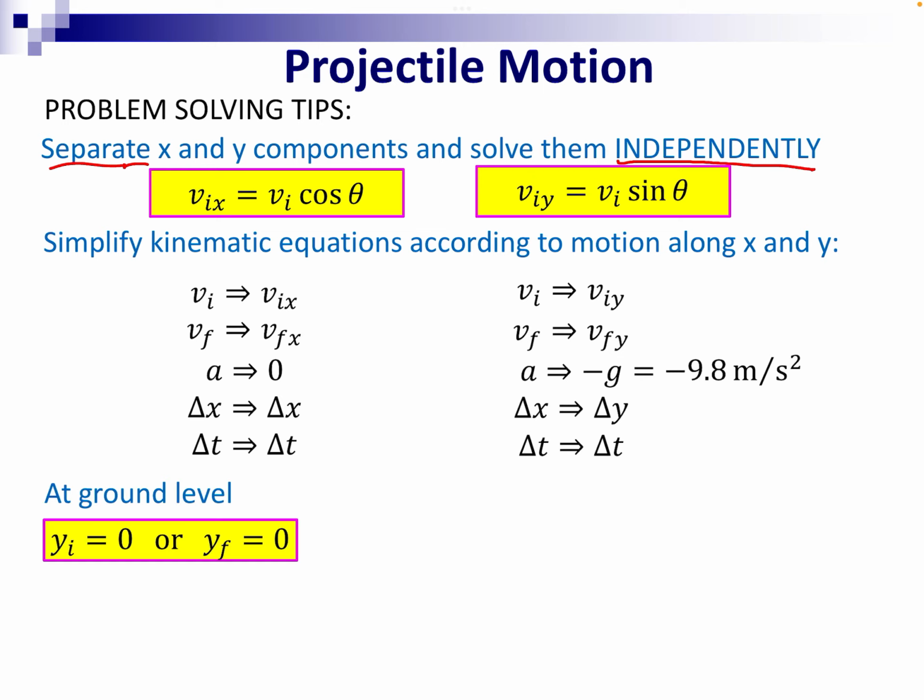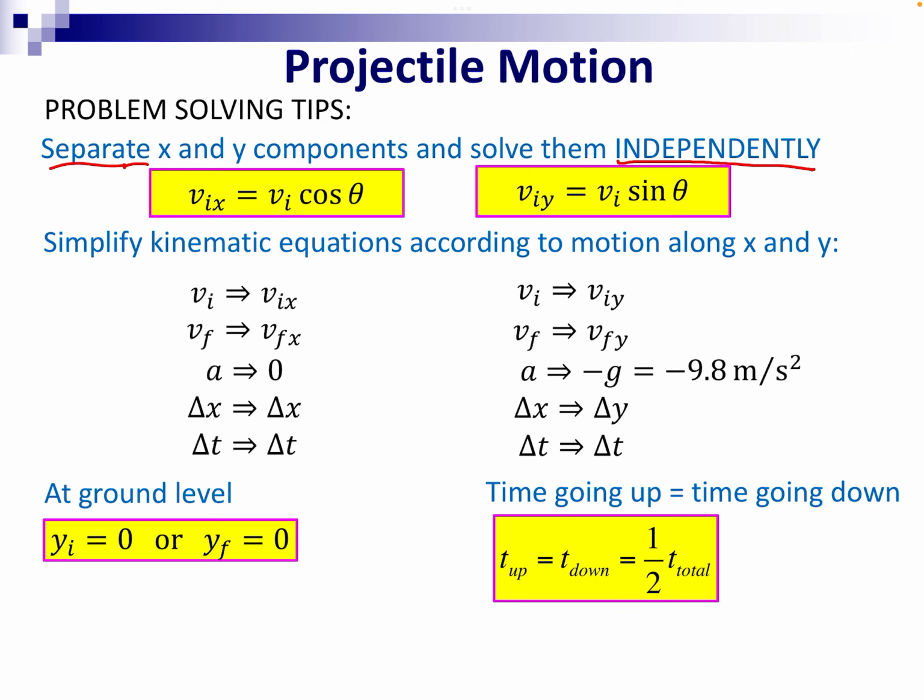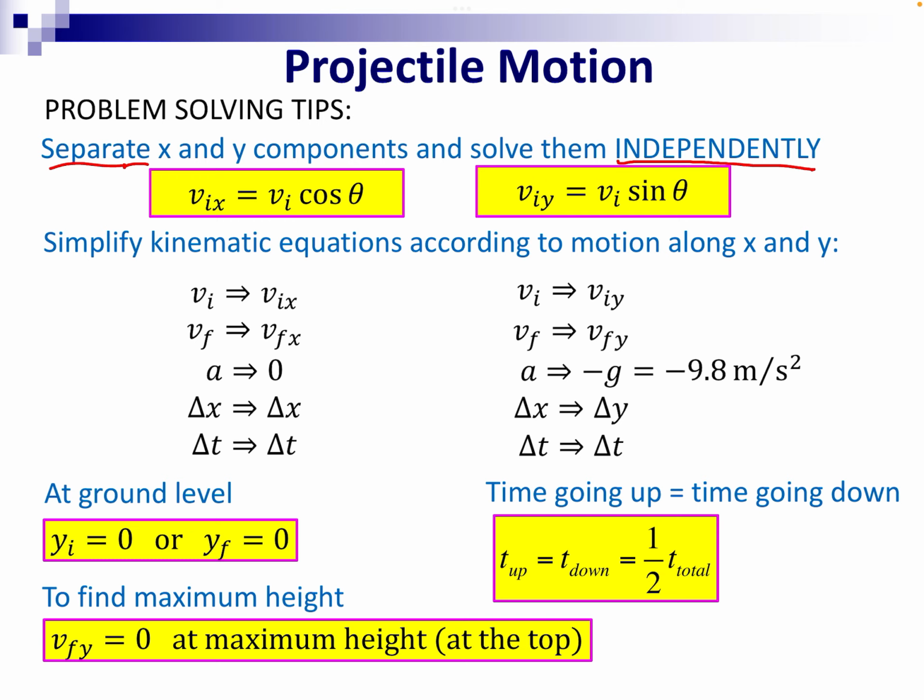Okay. At ground level, we usually use ground level as the 0 reference point so that the position y will be 0. Okay. Time going up equals time going down. As I've pointed out, there's symmetry about the maximum height reached by the projectile, so that the time it takes to go up to the maximum height is equal to the time it takes to go down to the original initial height. And to find the maximum height, which we also used in calculating problems on free fall, we set the final velocity along the y component to be 0.